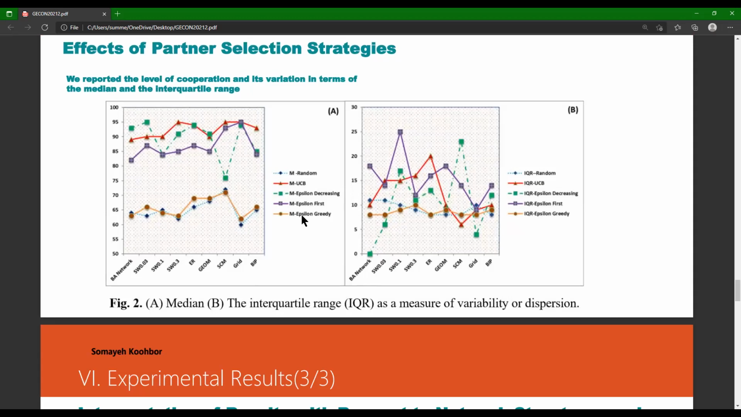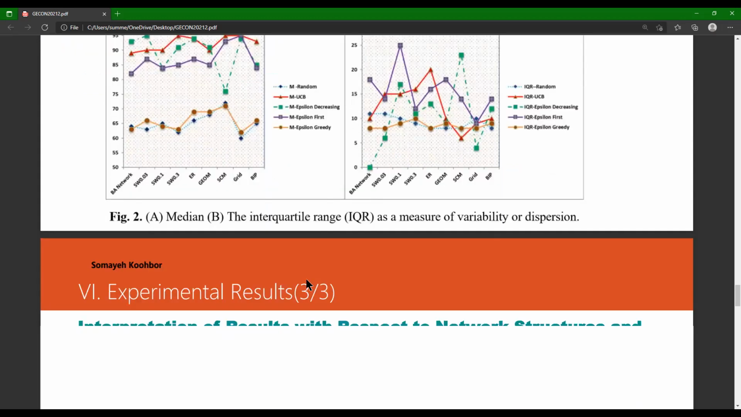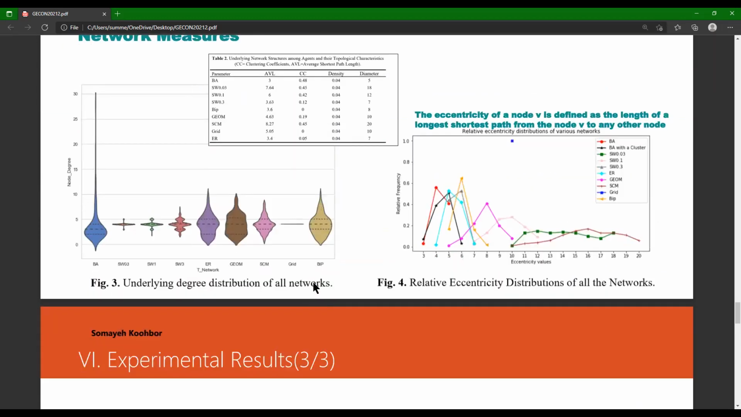But we also had another observation here that there is something special about SCM, because it seems to be a kind of network that is very successful, right? With the right partner selection strategy, with the right network structure, we are able to deliver a very highly cooperative society. But what is special about SCM?